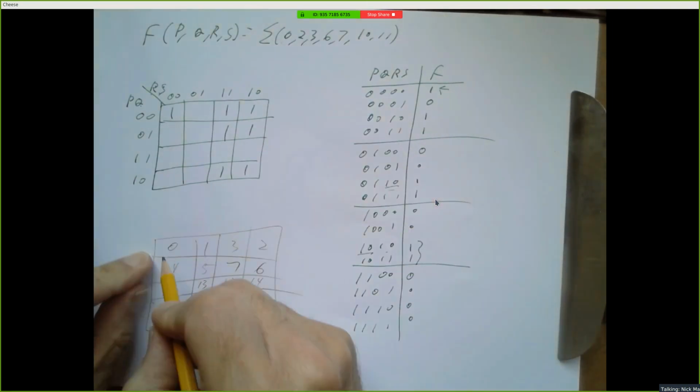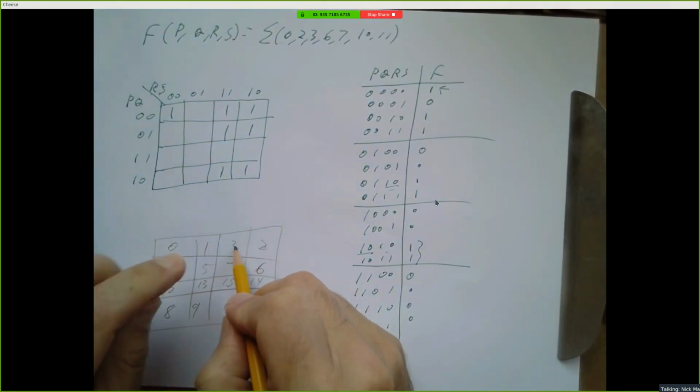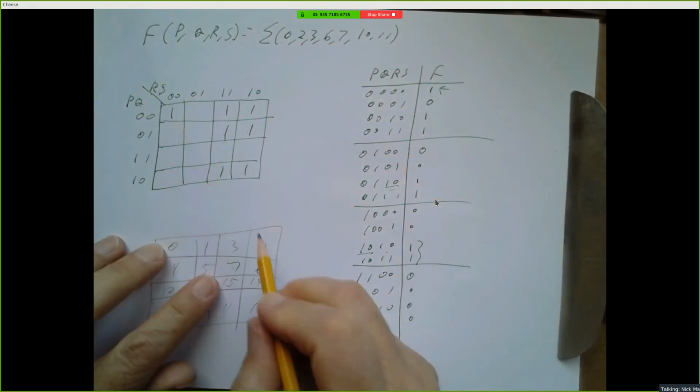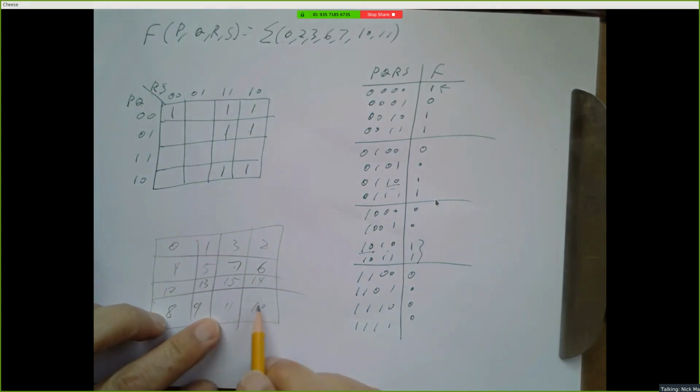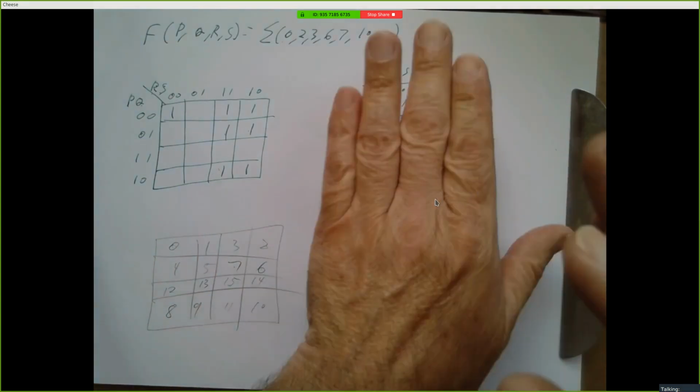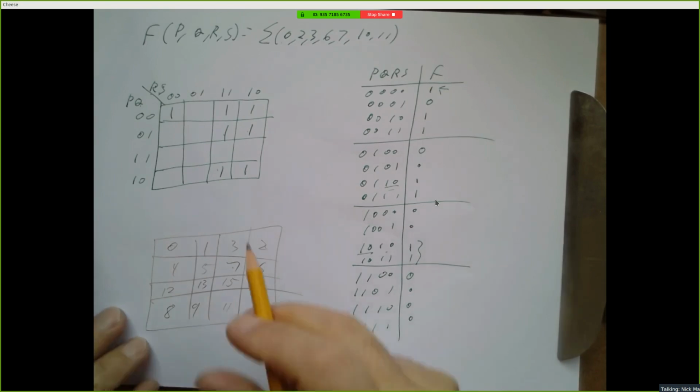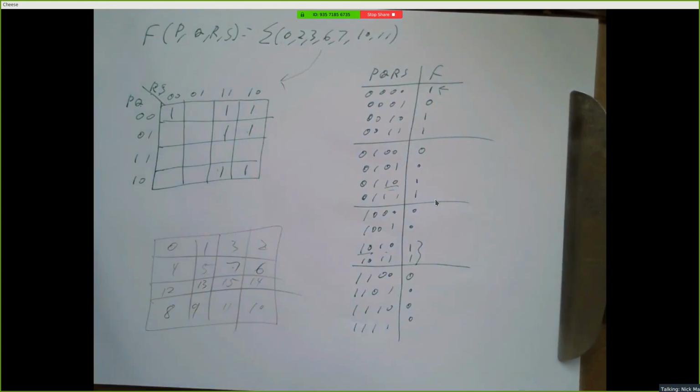Because 0, 2, 3, that means this box, this box, this box. That's those three ones. 6, 7 means this box, that's those two ones. And then 10, 11 means these two bottom boxes, that's those two ones. And you don't need to do any of the truth table stuff. Okay, so in a testing environment, for example, or if you're doing 50 of these problems, you can go directly from here to here.